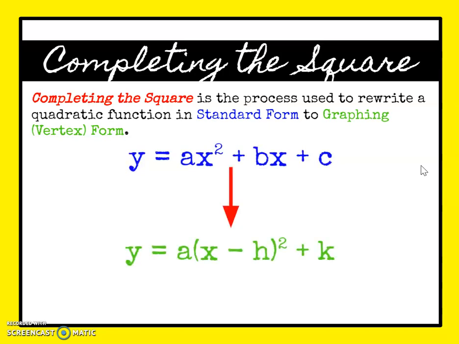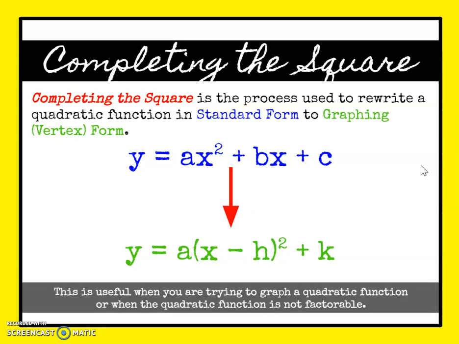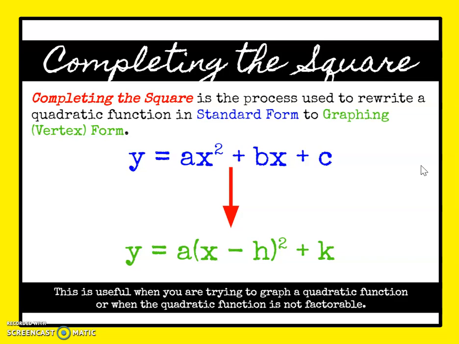Now you might be asking why this is important, and the main two reasons are that this form, graphing form, is especially helpful when you're trying to graph a quadratic function, but completing the square is also used when you have a quadratic function that's not factorable and cannot be written in factored form.